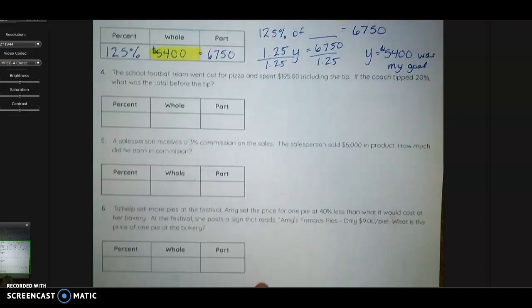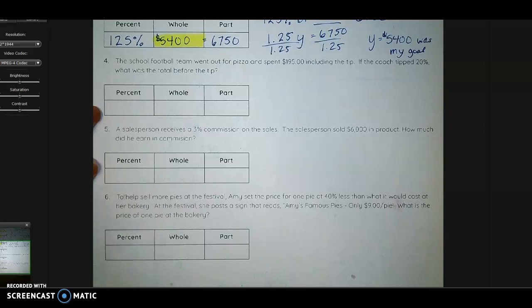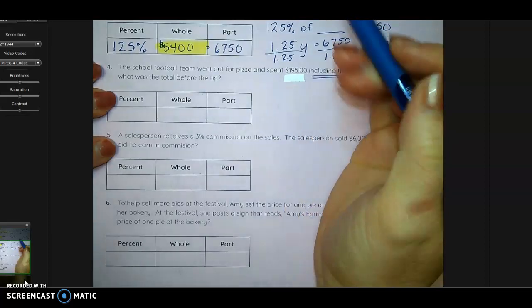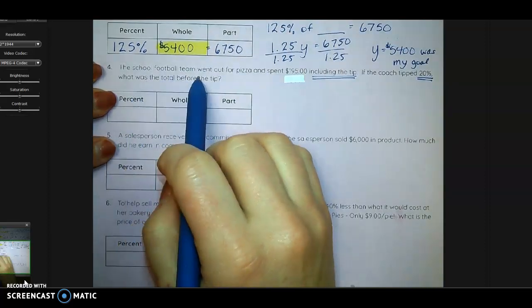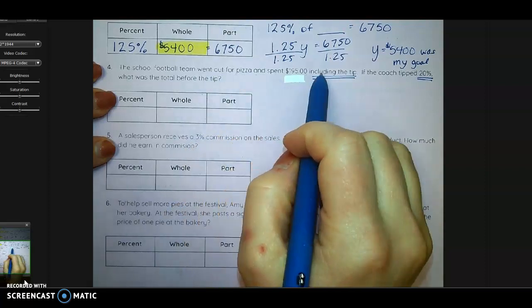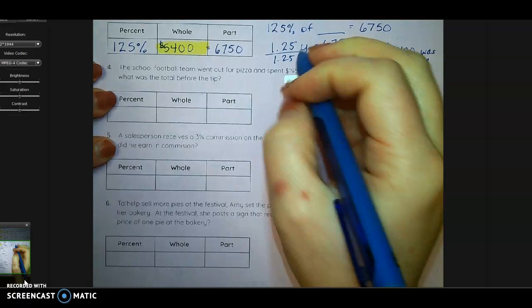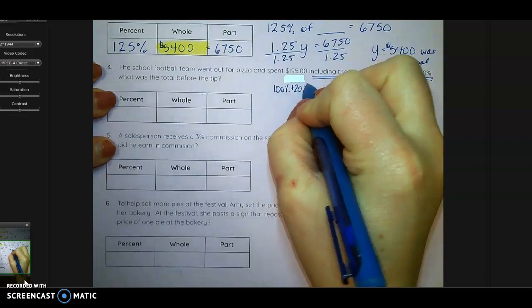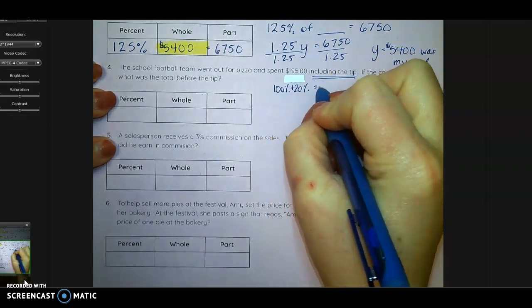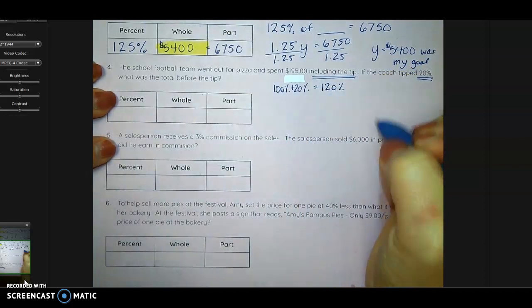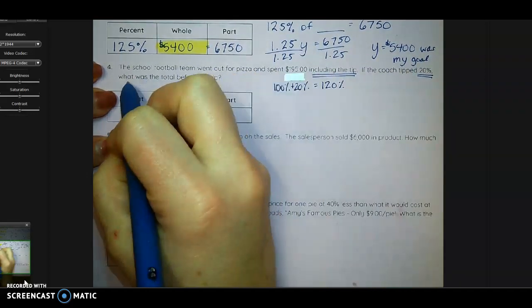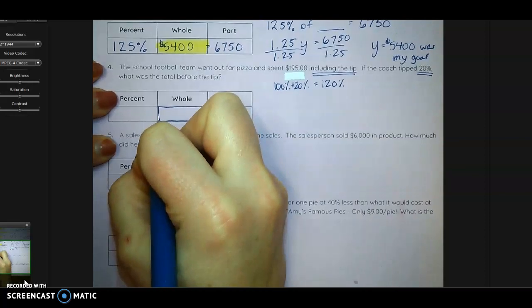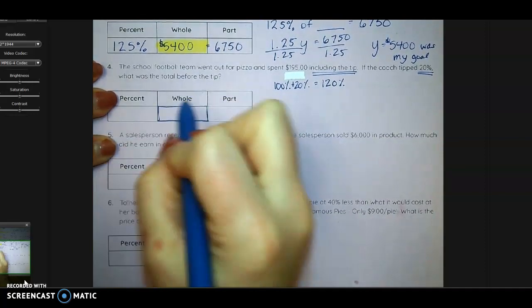This next one, we've kind of talked about a little bit with percents in the last one, where I have gone out to eat and I have paid for the amount plus the tip. So it says the school football team went out for pizza and spent $195, including the tip. So that means I paid 100% of my bill plus a 20% tip. So this number right here actually represents 120% of the original bill. And it's asking what was the total before the tip. So it wants to know what was the original bill that I multiplied times my tip and that I then added.